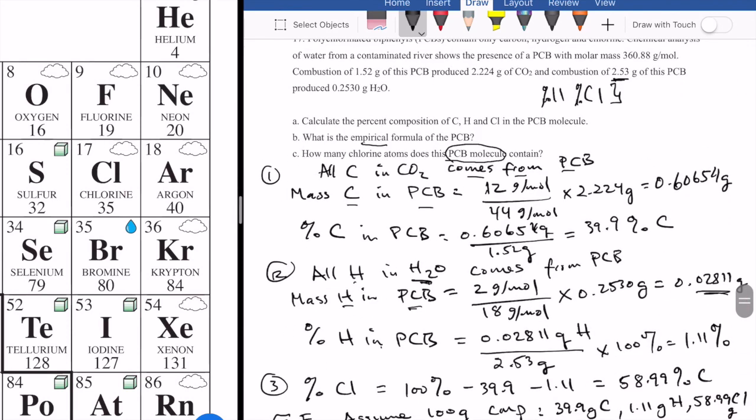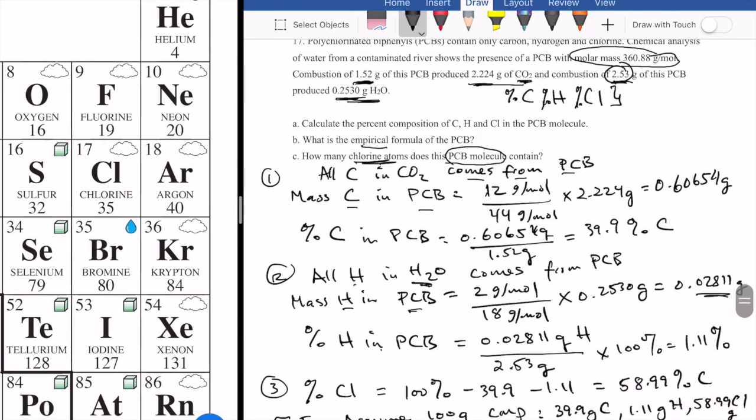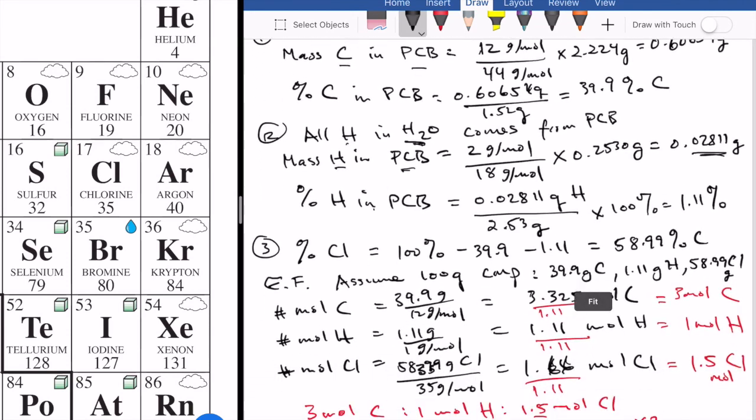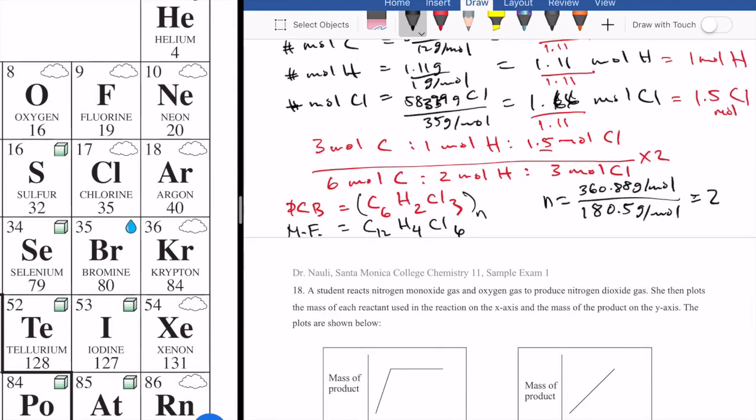Going back to the actual question, it asks how many chlorine atoms this PCB molecule contains. What they're really asking is, in one molecule of PCB, how many chlorine atoms does it have? It has 6 chlorine atoms in this case. So 6 chlorine atoms is the answer to the last part.